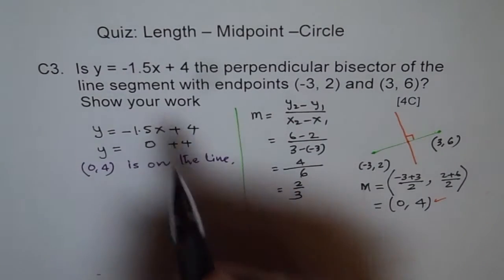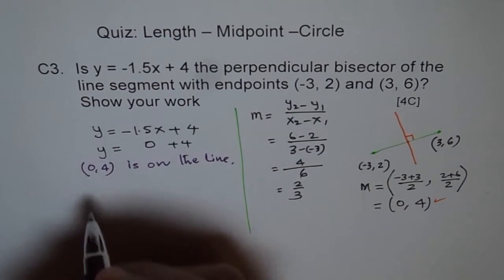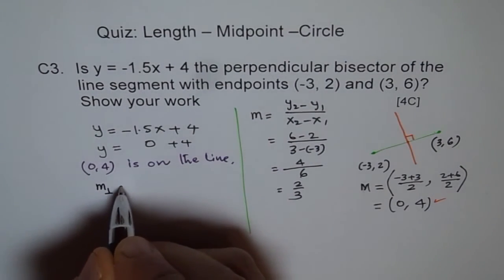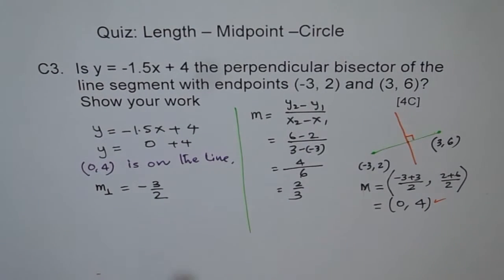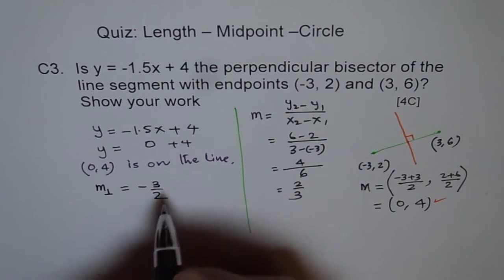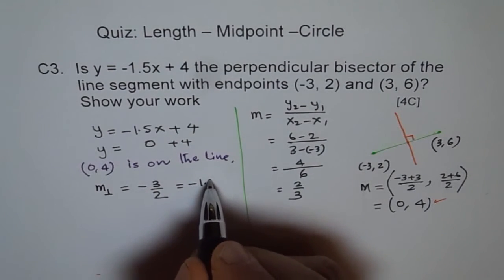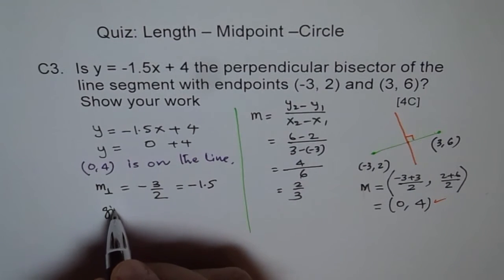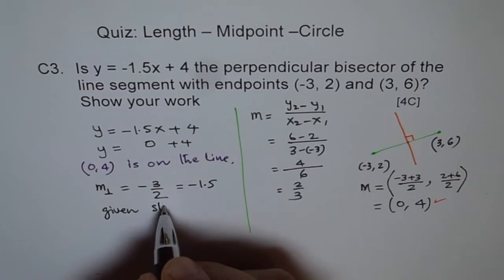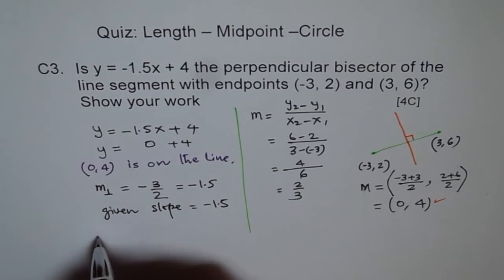So the slope of our perpendicular bisector should be the negative reciprocal. That means m of the perpendicular bisector should be negative 3 over 2, right? Which in decimals is 3 divided by 2 is 1.5, negative 1.5. That's correct. So our given slope is also equal to minus 1.5.